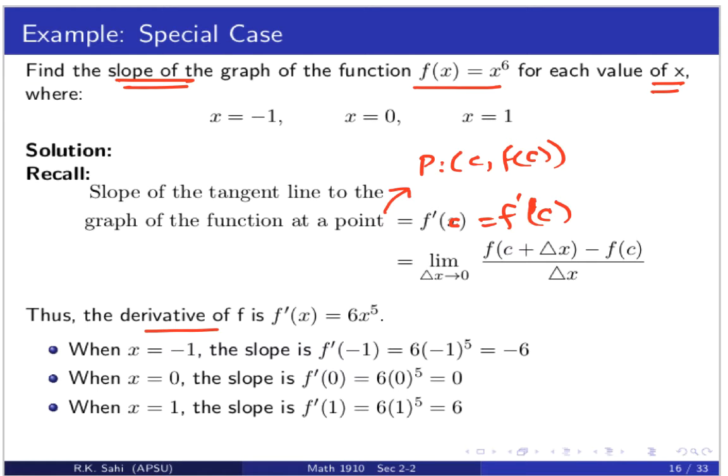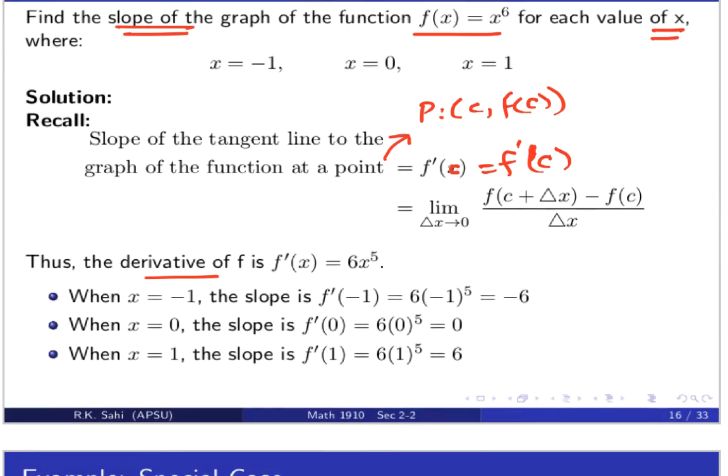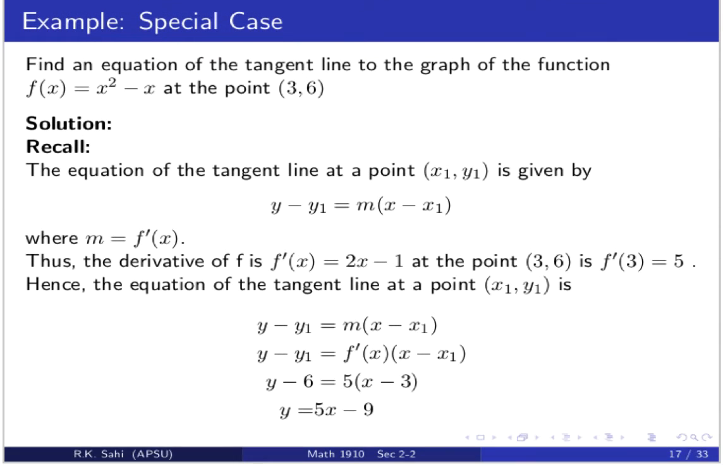Okay, now let's look at things we have learned earlier too. I'm basically combining things we've learned previously with the things we have learned now. Here it is. It says find an equation of the tangent line to the graph of the function f of x equals x squared minus x at the point 3, 6. So let's read the question. Again, find an equation of the tangent line to the graph of this function at the point 3, 6.